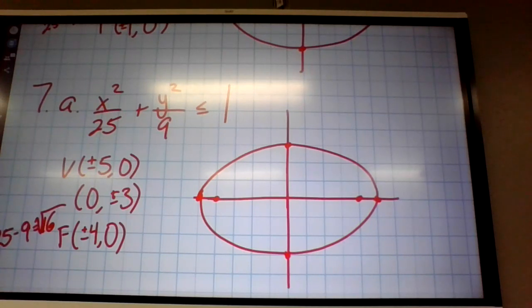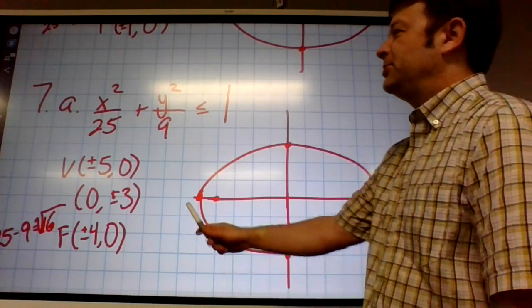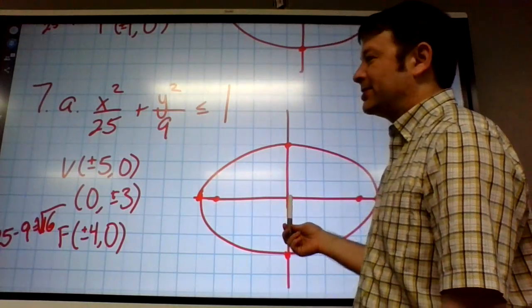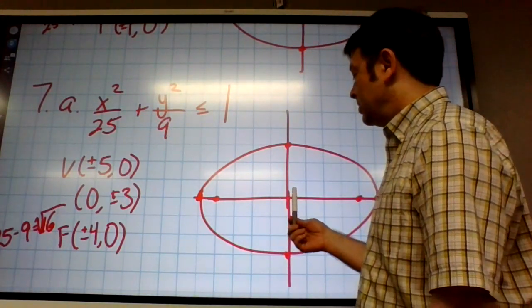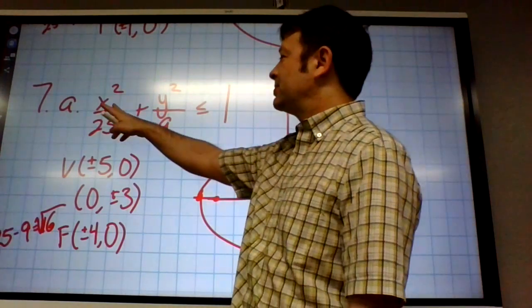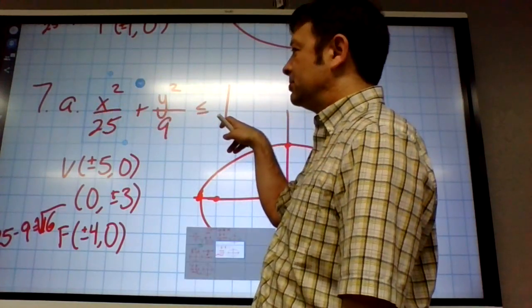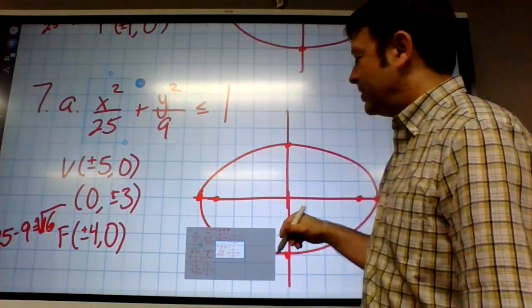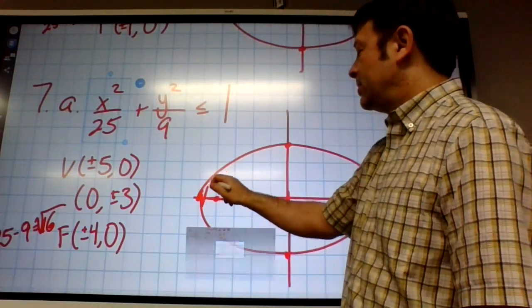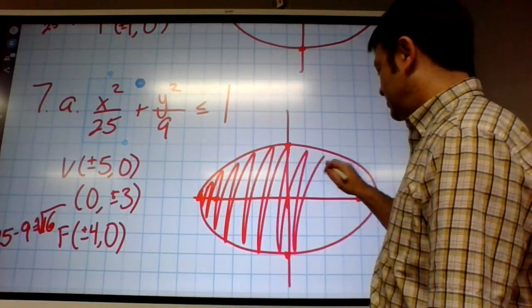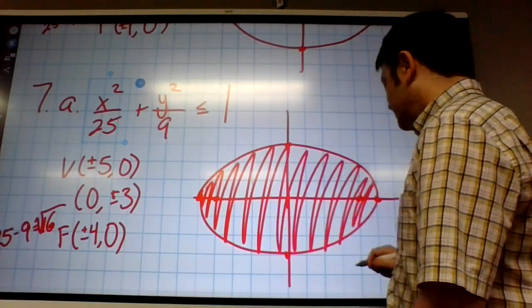You could plug in anything. 2, 0. Okay, there are two things to plug in. Why not just 0, 0? Okay, does 0, 0 work in this? 0 plus 0 less than or equal to 1? Yep. So yeah, it is the inside. I don't think we really even needed the foci on this one. They didn't really ask for it, but it's okay.